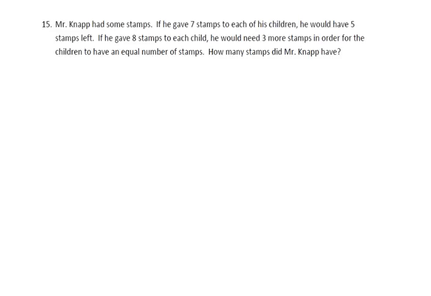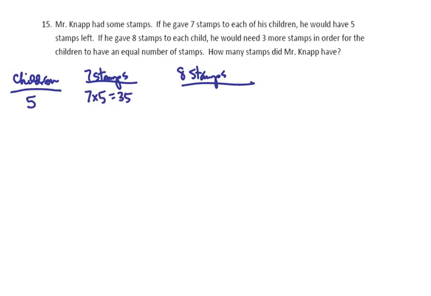So it might be easiest if we just guessed. Let's say Mr. Knapp has 5 children, then 7 times 5 would be 35, and he would have 5 stamps left. So he gave out 7 to each of the 5 children, and he still had 5 left over, and so he has 40 stamps.